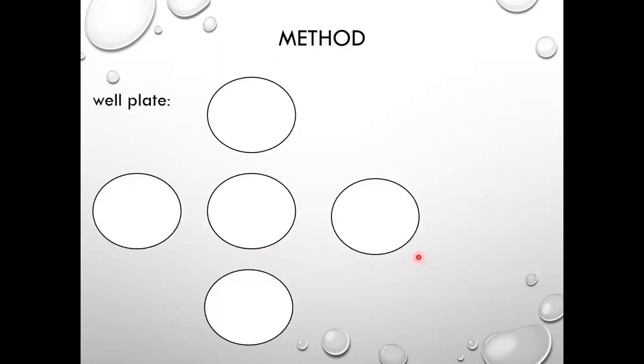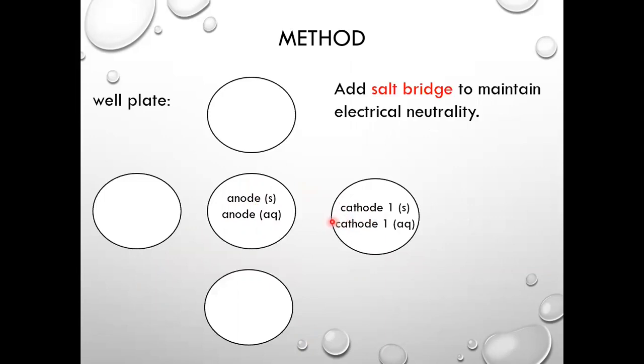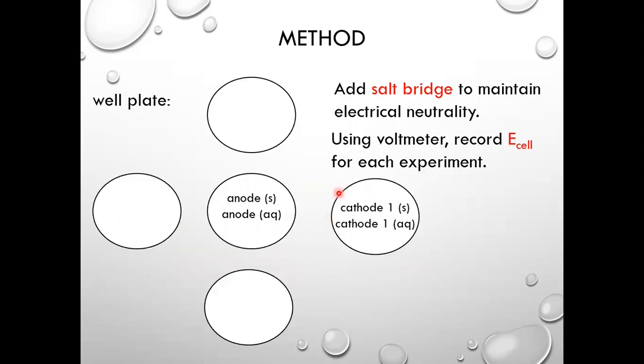Our approach is relatively straightforward and simple. We use a well plate, and roughly in the middle of the well plate, we'll take an electrode composed of the anode, and we'll immerse that anode in about 1 milliliter of a salt solution of that particular anode. And then on one side, we'll do the same thing with the cathode. We'll immerse the solid form of the cathode into about 1 milliliter of the cathode solution. We'll add a salt bridge to maintain electrical neutrality. And then we'll use our voltmeter to measure and record the cell potential.